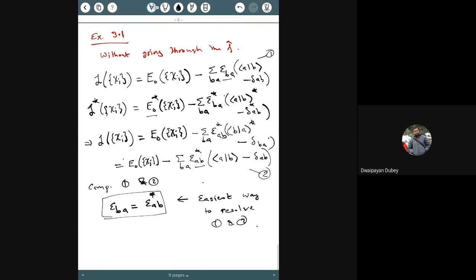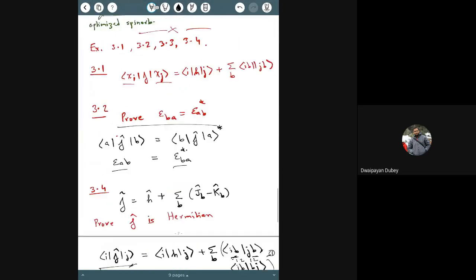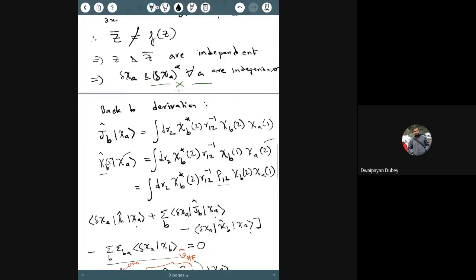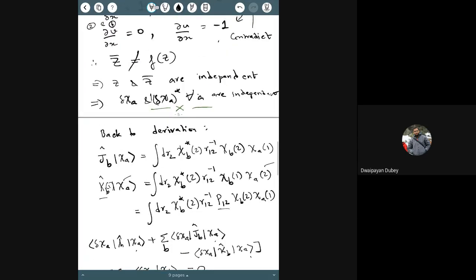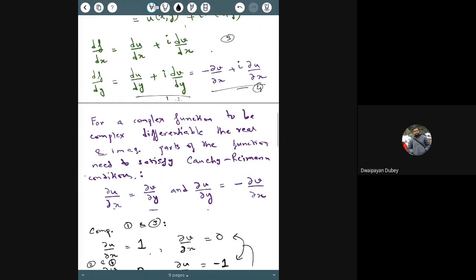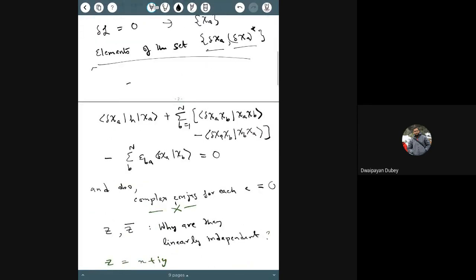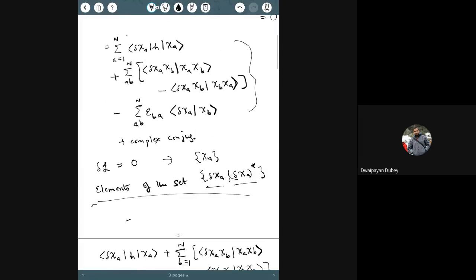Okay, so 3.3 is just manipulating this. Where are we? Oh, it doesn't scroll properly. So 3.3 actually we have done before. It is just showing that when you do a delta variation of the Lagrangian, you get this expression plus the complex conjugate. So that is something we did in a previous class. So I'm not doing 3.3 again.